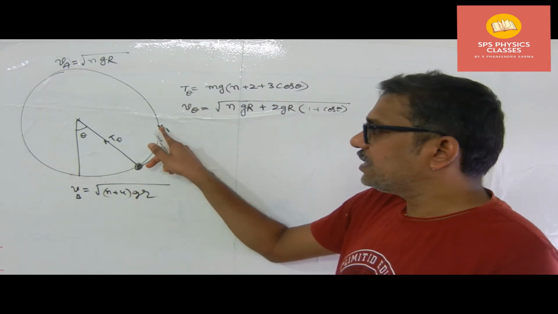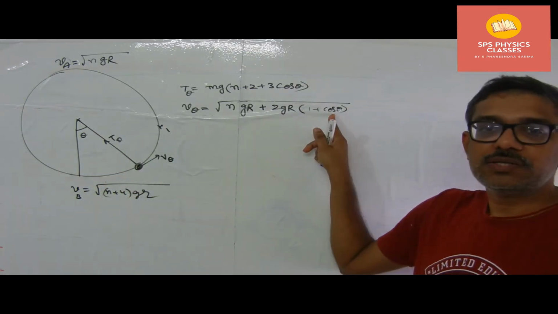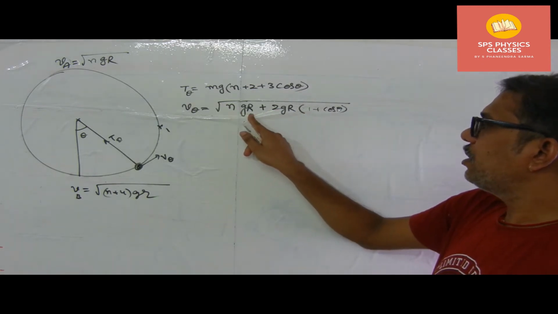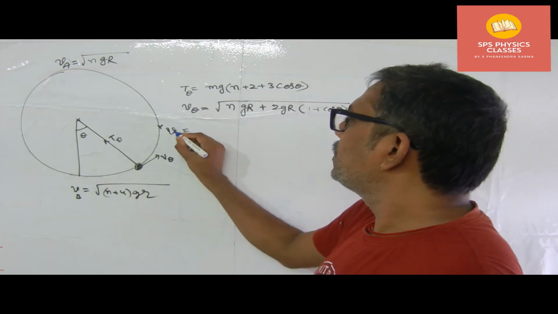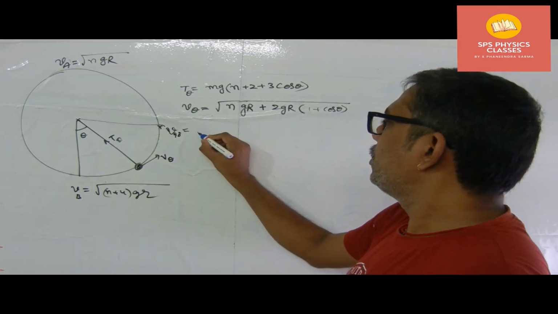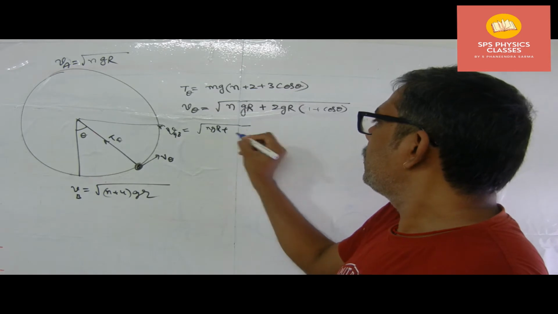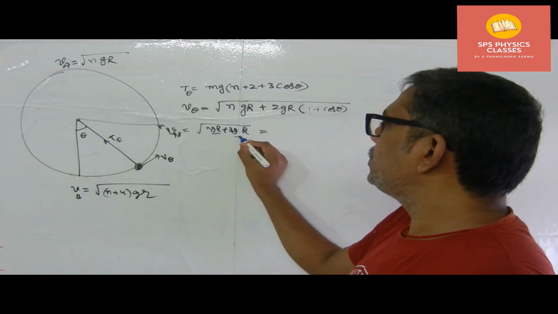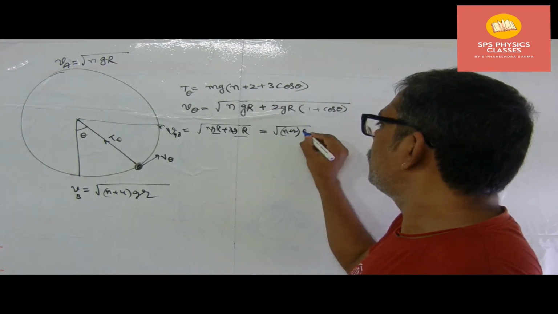Suppose the particle is exactly at this location, how many degrees is there? 90 degrees. Means cos 90, how much? Cos 90 is 0. Therefore, we can simply write ngr plus 2gr. Therefore, at this particular location, which is the 90 degrees position, we can write the speed as root of (ngr plus simply 2gr). So what is common in the problem? gr is common. As a result, we can write it as root of (n plus 2) into gr.